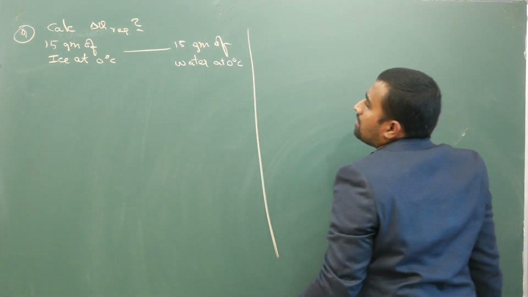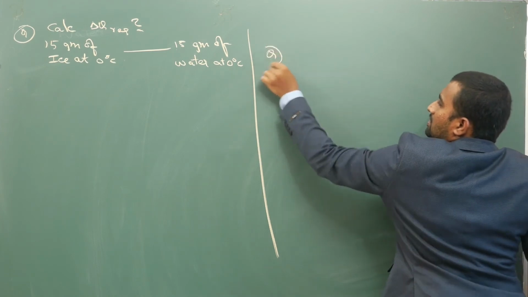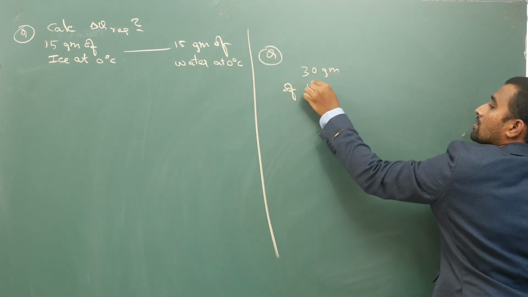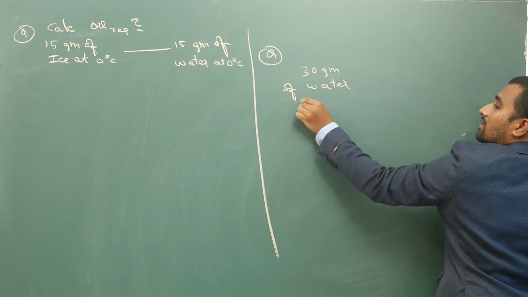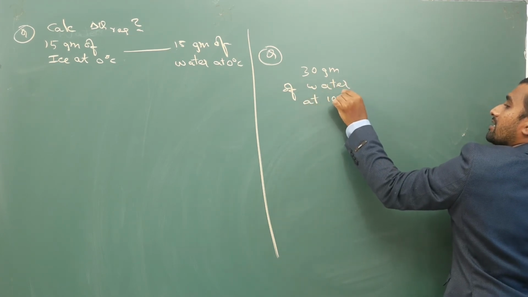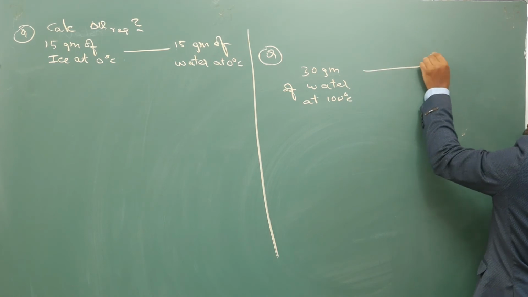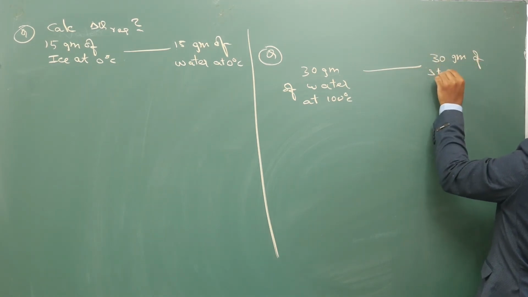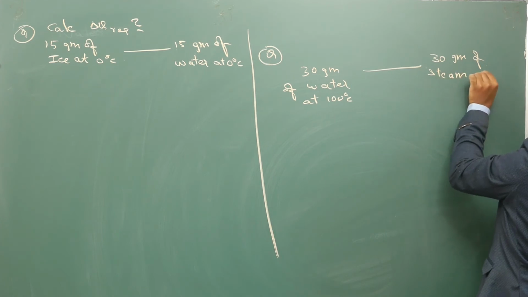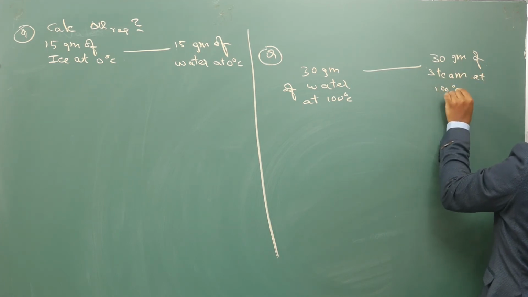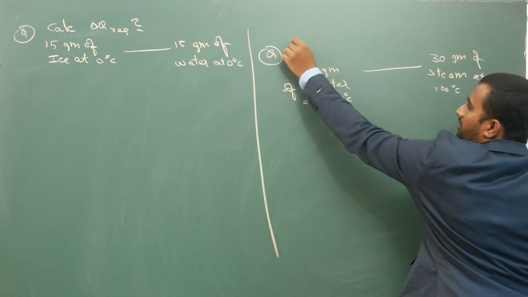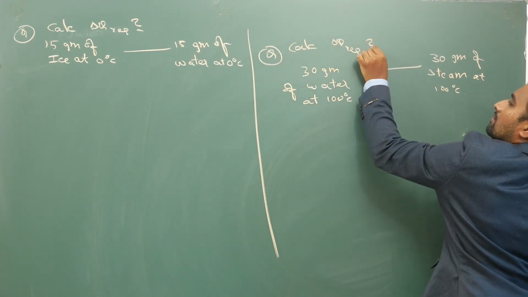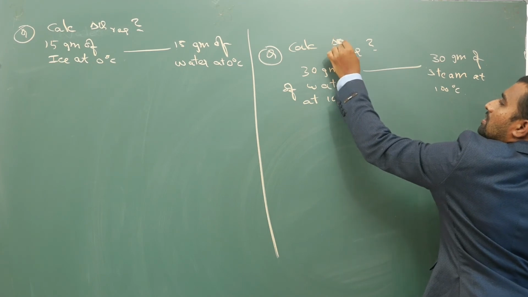That is your question. Your second question is, you have 30 grams of water at 100 degrees centigrade. You are supposed to convert this into 30 grams of steam at 100 degrees centigrade. How much is the heat required? Calculate delta Q required. So simple.